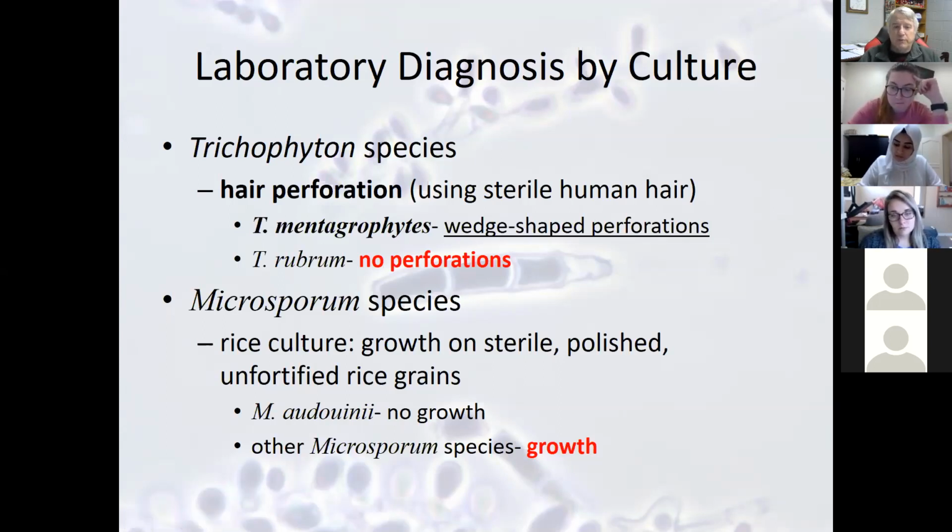So, hair perforation, using sterile human hair. The only time I remember using human hair in the lab was when I was doing drug screens and they wanted a tuft of hair cut from the patient to check for drugs. I don't know if you knew that: if you are a drug user, urine, it disappears, but your hair will keep it as it grows from the point you use the drug.